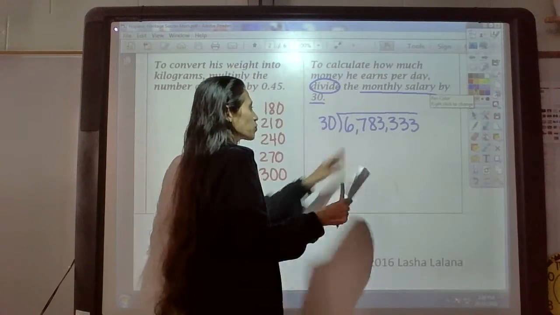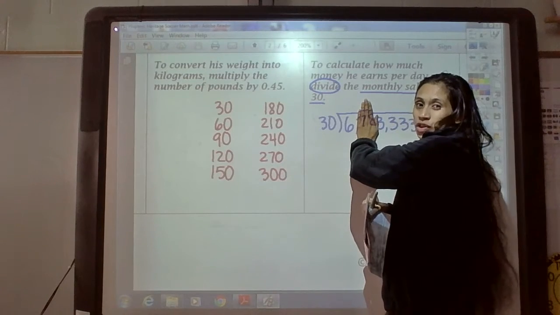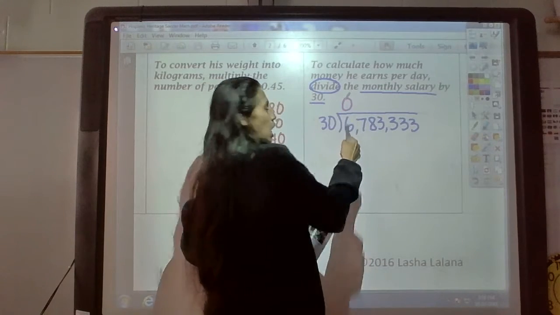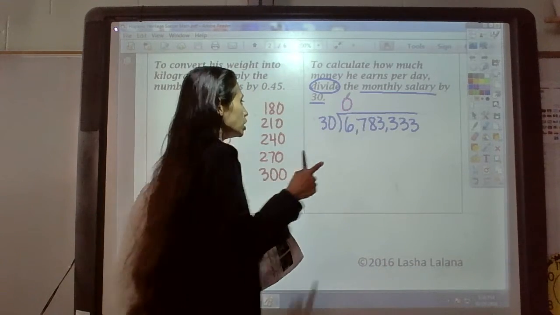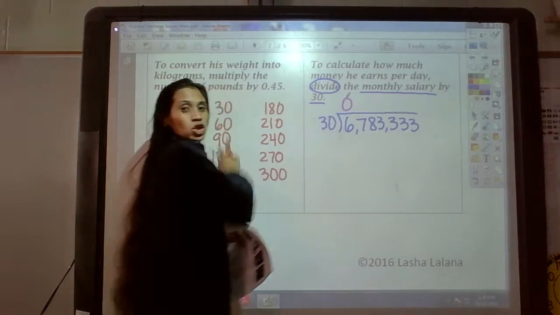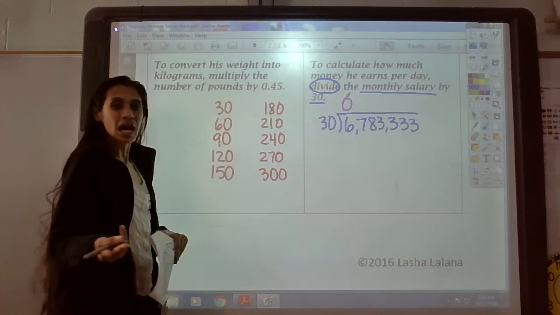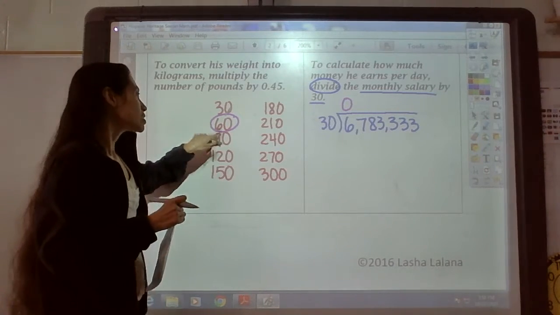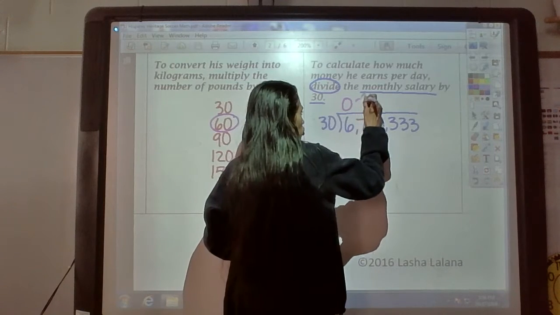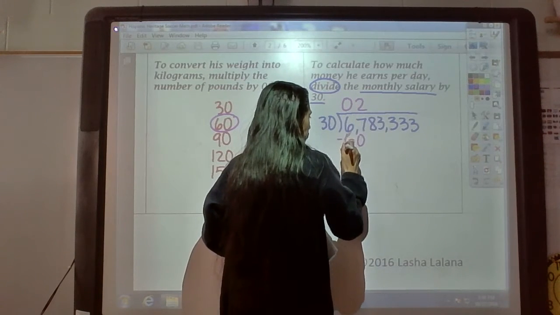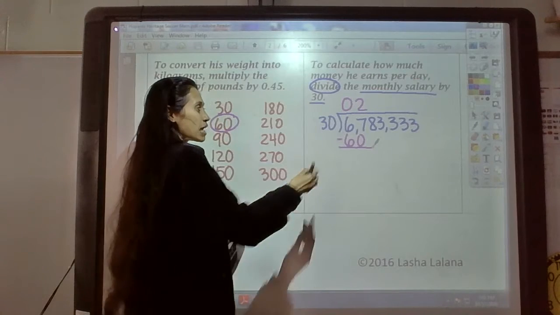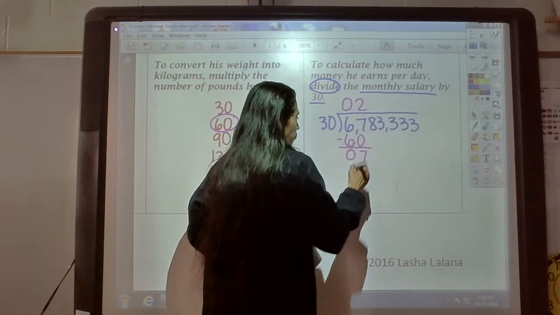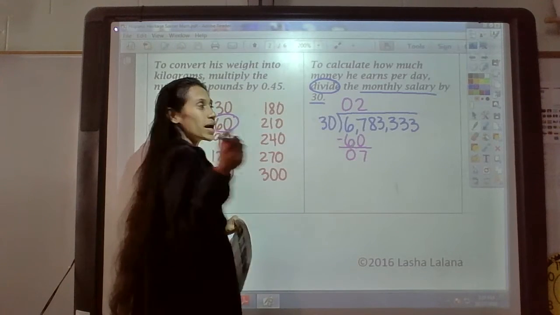6 divided by 30. How many 30s are there in 6? Nothing. So I will put a 0 right there, making sure they're lined up on top of each other. Now we have 67. Looking at the chart, 90 is too much, 30 is not enough. 60, that's just right. So that's 2 times. We write the 60 right here. Then we subtract. 7 minus 0 is 7. 6 minus 6 is 0. Now bring down the 8.